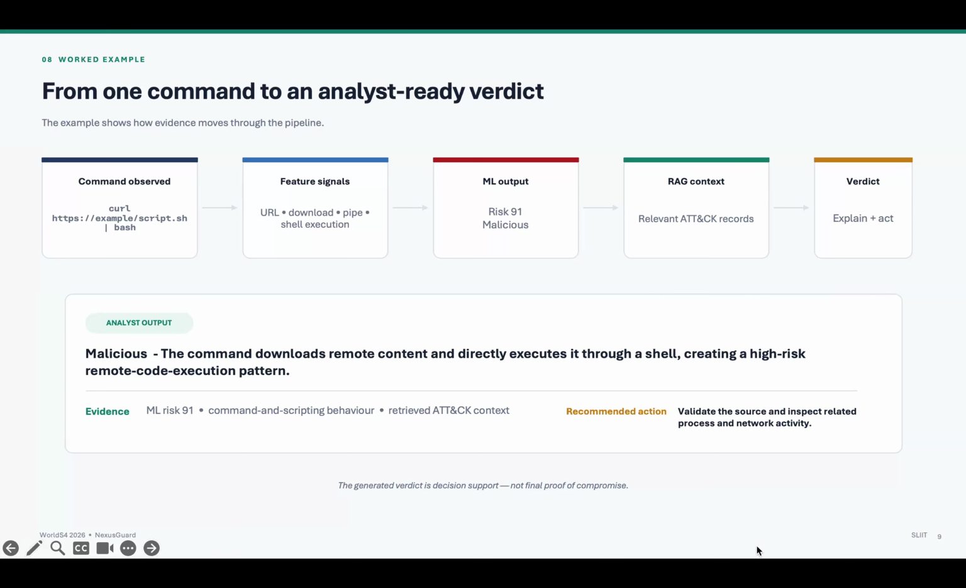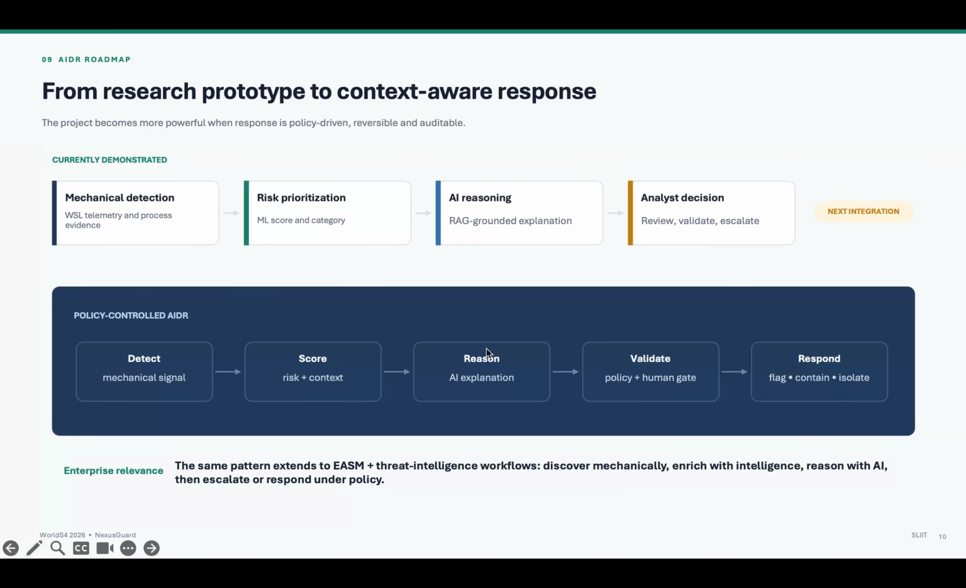Before I wrap up, the current system demonstrates several parts of an AI-driven detection and response workflow. The command telemetry provides a mechanical signal. Machine learning prioritizes activity using a risk score. Then the RAG-based reasoning explains the behavior using retrieved evidence. And finally, the analyst can validate and escalate the event.